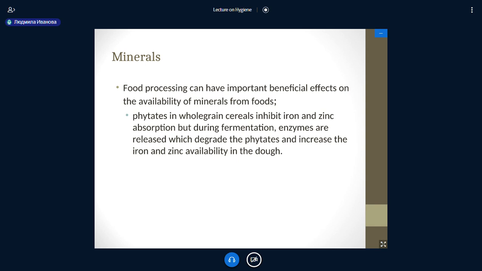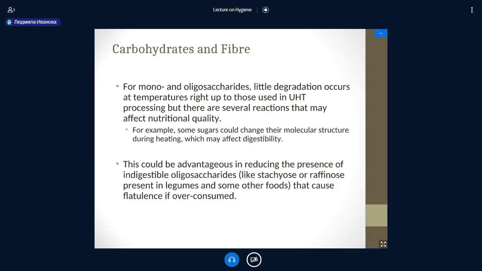It's transferred from the food into the water. But there are also thermal or processing procedures that have a positive effect, for example, on the availability of minerals from food. For example, phytates in whole grain cereals inhibit iron and zinc absorption. But during fermentation, enzymes are released which degrade the phytates and increase the iron and zinc availability in dough.